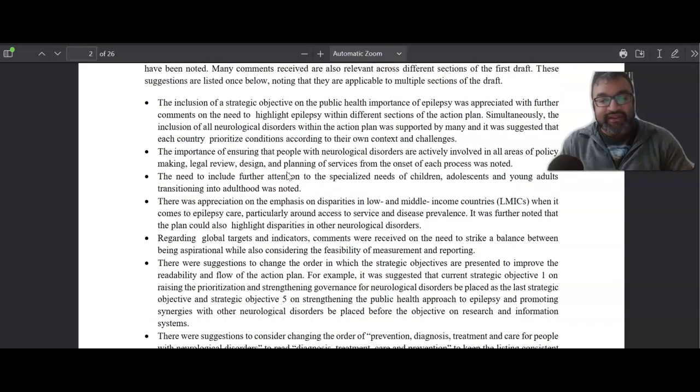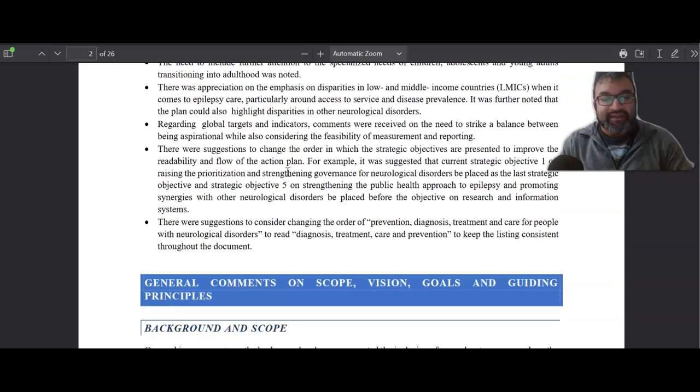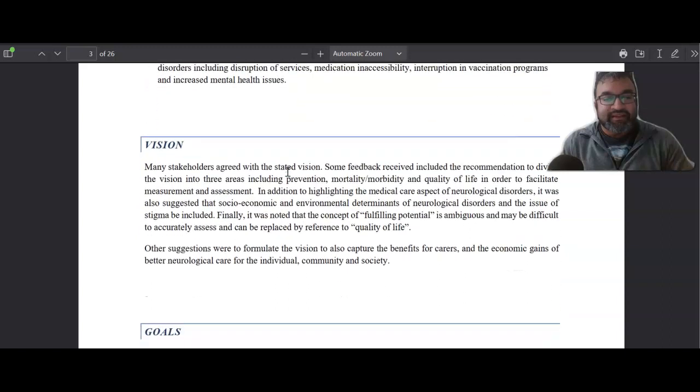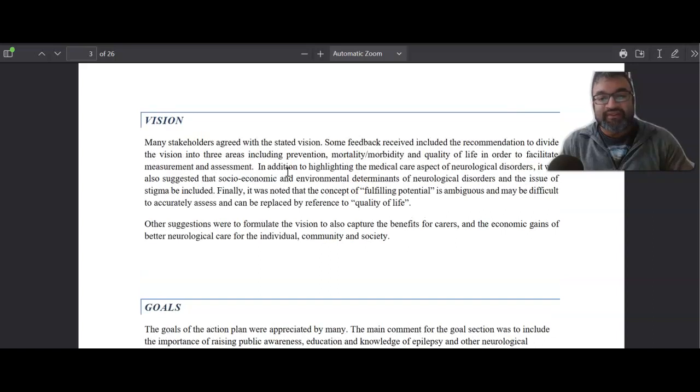So there are global targets and indicators that need to be achieved. There were suggestions to change the order in which the strategic objectives are presented to improve the readability and flow of the action plan, and suggestions to consider changing the order of prevention, diagnosis, treatment, and care for people with neurological disorders to read diagnosis, treatment, care, and prevention, to keep the listing consistent throughout the document. So these are, frankly, some logistic features. On the vision, understanding the environmental and socioeconomic determinants of neurological disorders is especially important, and then the stigma that this carries is also part of the vision.